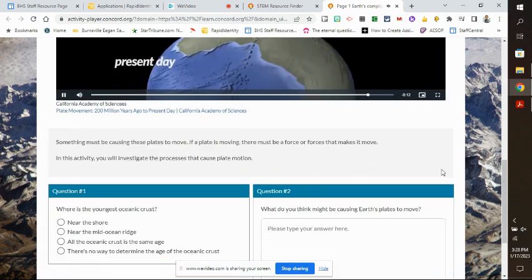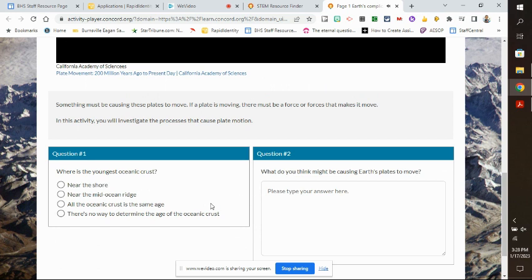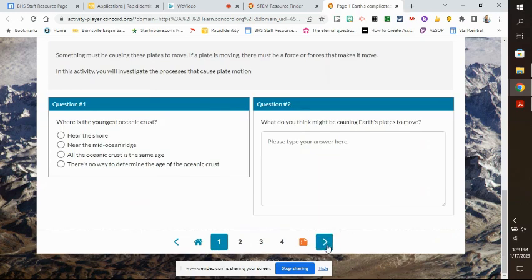And that's to present day. So, do you remember this question? Where is the youngest crust? And what do you think might be causing Earth's plates to move? We're going to move on to the next part.